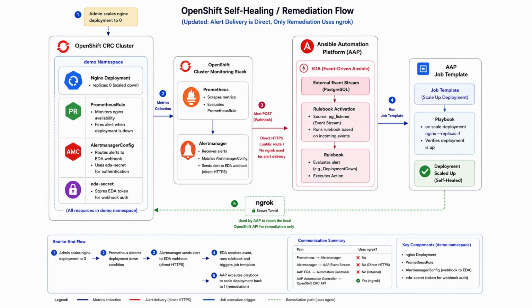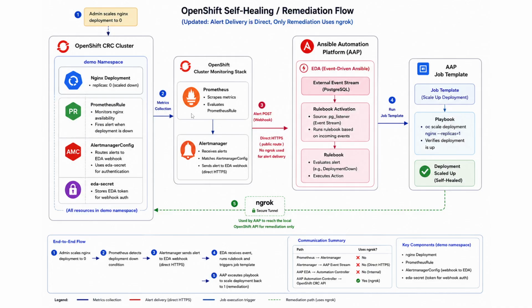Hello, hi, this is Srijendra and this diagram illustrates the complete self-healing workflow built using OpenShift CRC, Prometheus Alertmanager, Event-Driven Ansible, and Ansible Automation Platform. The process begins when an administrator intentionally scales the Nginx deployment to zero replicas, simulating an application failure.